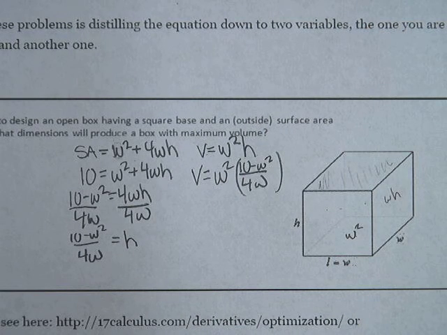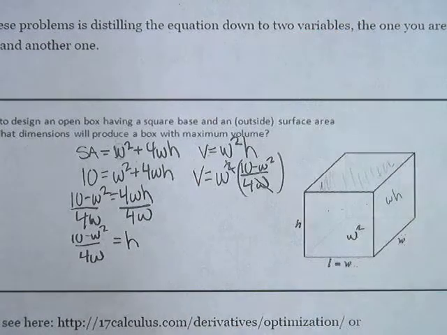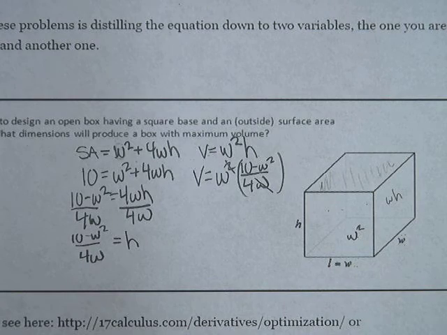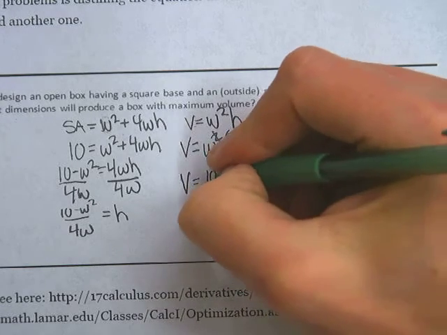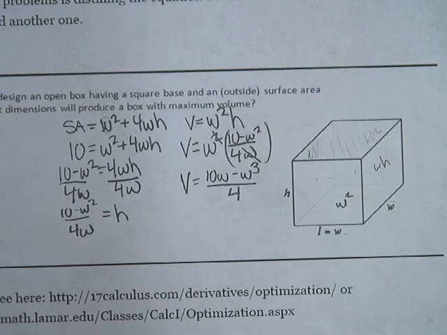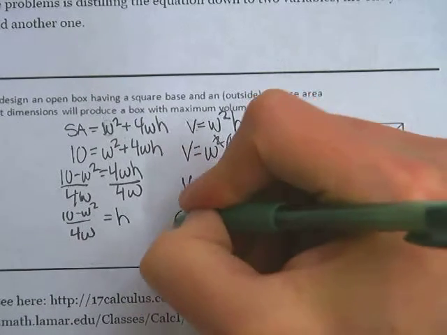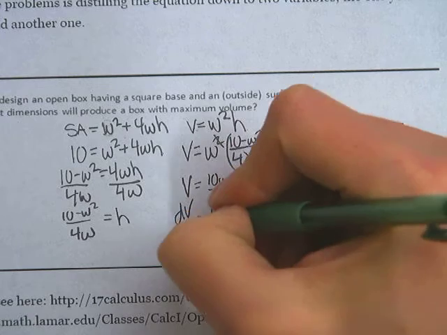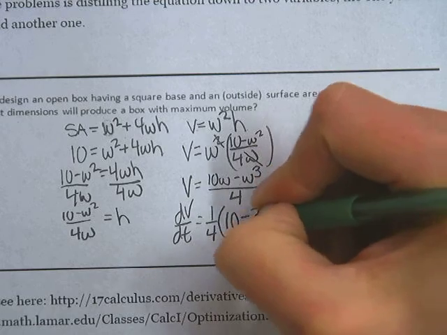I should probably simplify this because I don't need to use the quotient rule, so I should take advantage of that. This W on the bottom can kill that squared so that it's just W times that stuff, which is nice. So I get V is equal to 10W minus W cubed over 4. And I can take the derivative now. This is just a fourth out in front of this whole thing. So when I write the derivative, I'm just going to write a fourth out in front like that, times 10 minus 3W squared.